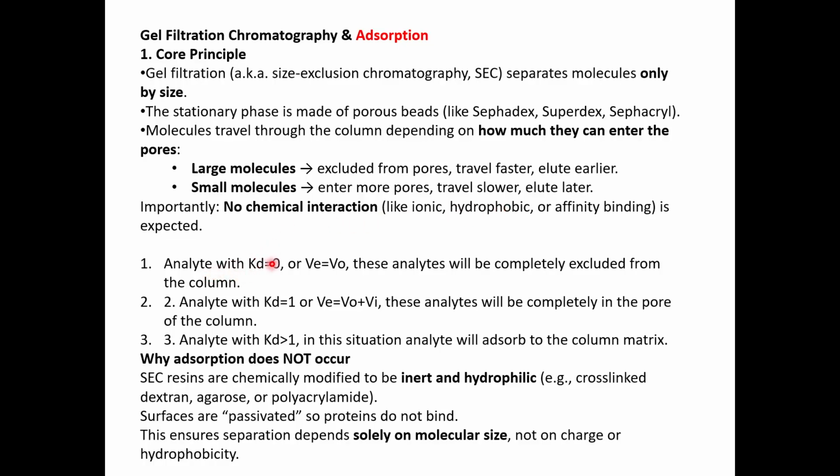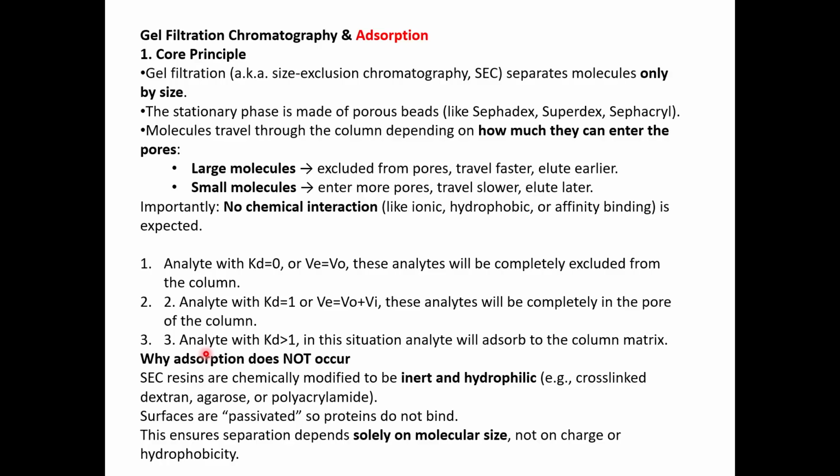So an analyte with KD equal to 0 has VE equal to V naught. So these analytes will be completely excluded from the column. And if your analyte has KD equal to 1, then VE is equal to V naught plus VI. That is a different way of representing it. It's basically the total volume. So these analytes will go completely into the pores, so they will come out at VT.